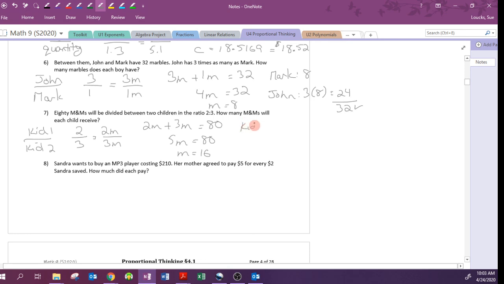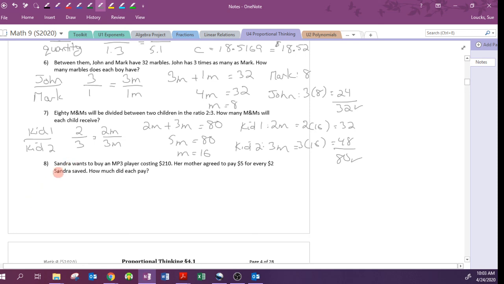So kid 1 has 2M, which is 2 times 16, which is 32. And kid 2 has 3M, which is 3 times 16, which is 48. And if I add 32 and 48 together, I get 80. So I'm happy because I got the right number of M&Ms.